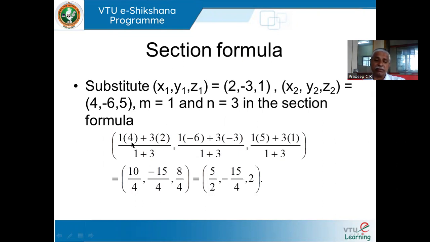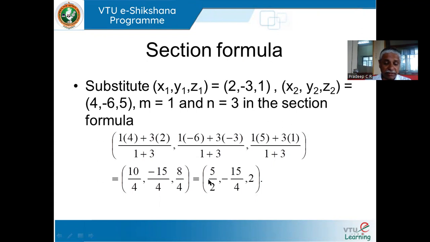So you carry this out. 1 four is 4, 3 twos are 6, so 6 plus 4 is 10. 1 plus 3 is 4, the denominator is easy. Then minus 6 minus 9 is minus 15. And 5 plus 3 is 8. I hope I have done it correctly. So 10 by 4 is 5 by 2, minus 15 by 4, and 2. So this is the answer. This is the point which breaks the line into the ratio 1 to 3.